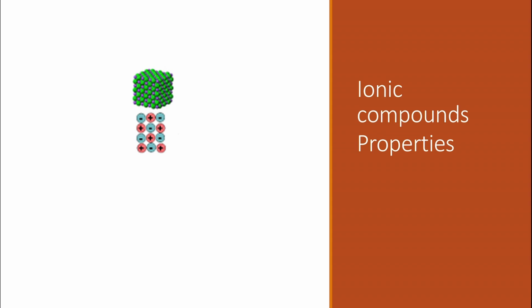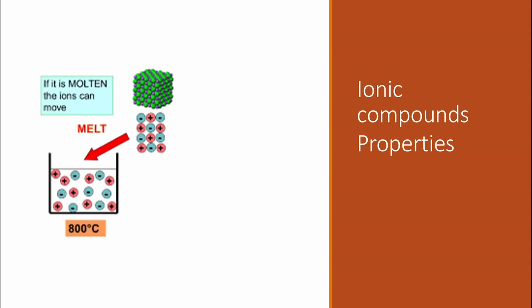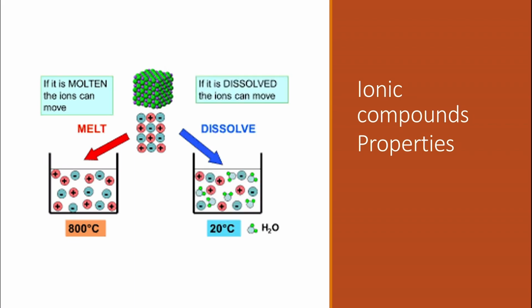Also, because of this giant ionic structure, the closely packed ions together, these ions are not free to move. So ionic compounds in their solid state will not conduct electricity because the ions are not free to move. However, when they melt, then the ions will be free to move and they can conduct electricity. Also, if the ionic compounds are dissolved in water, the ions can also move so they can conduct electricity.